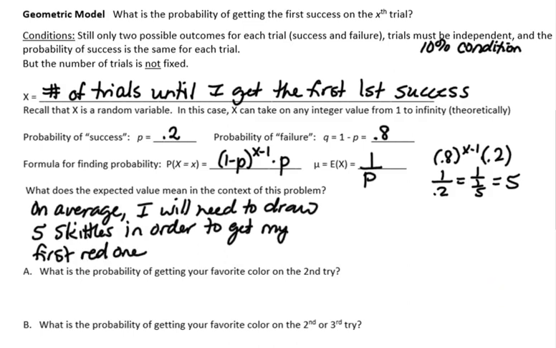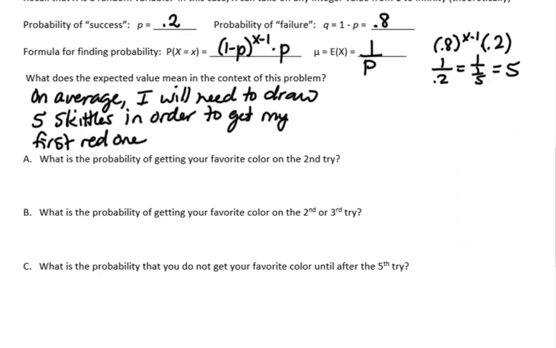Now, what's the probability of getting your favorite color on the second try? We already did this. I'm not really sure why I put this problem here. So the probability that x equals 2 is going to be 1 failure times 1 success, or 0.16.